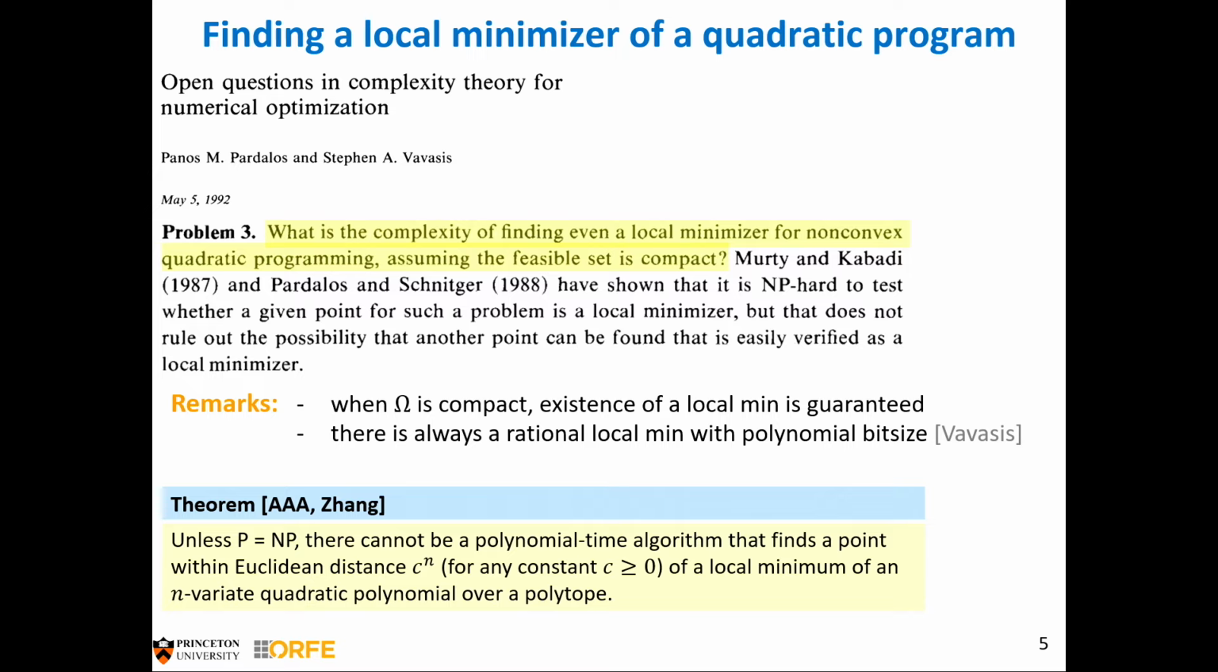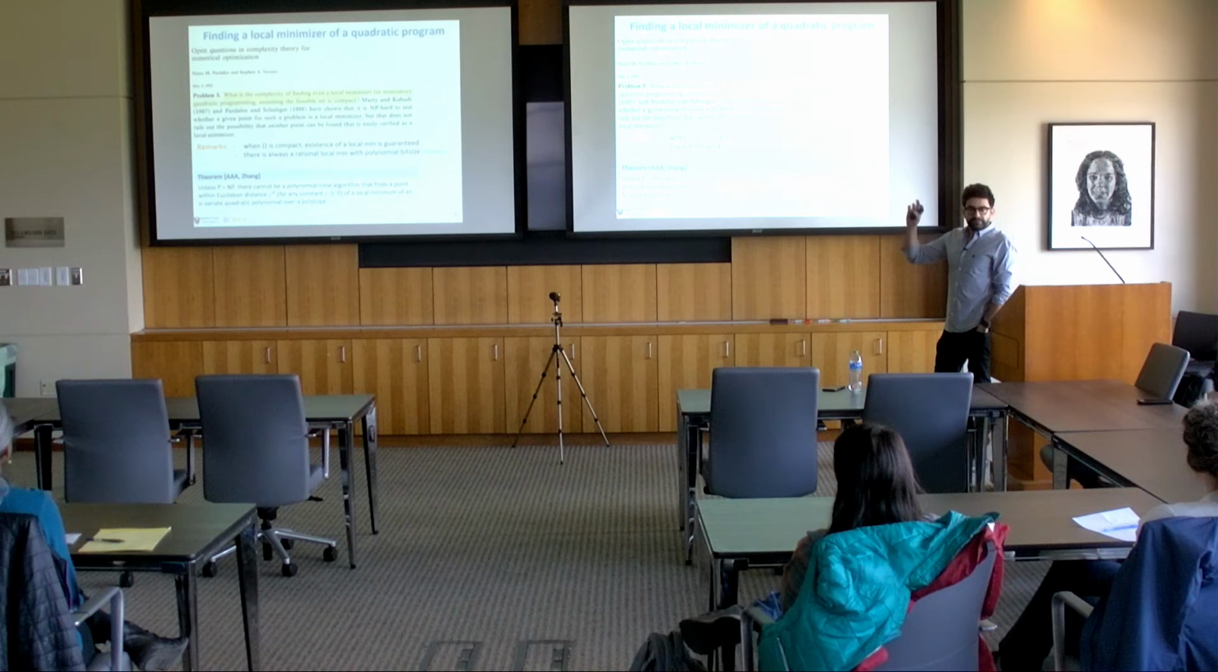Right? So here's the main theorem with the first paper with Jeff. We showed that unless P equals NP, there cannot be a polytime algorithm that finds a local min of a quadratic program. In fact, the result is even more negative. There cannot be a polytime algorithm that gets even exponentially close to any of the local minima. So think of any constant c; let's fix it to be 2. There cannot be a polytime algorithm that gets within Euclidean distance 2 to the n of some local minimum of a quadratic polynomial over a polytope, where n is the number of variables. Any questions about the setup or the statement?